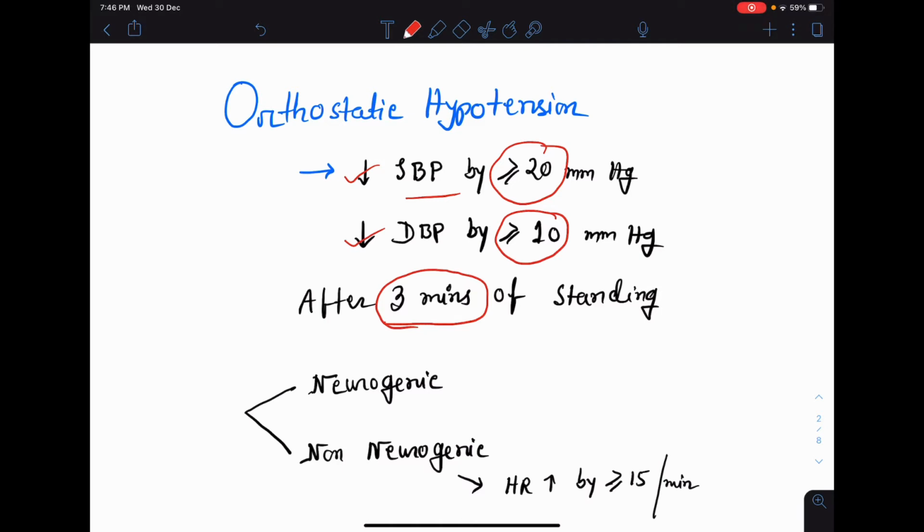So, to diagnose a case of orthostatic hypotension, initially we should measure the blood pressure in supine position. Then we should make the patient stand for 3 minutes, and then we should again take the blood pressure and see the drop in blood pressure. Systolic BP will drop by 20 or more, and diastolic BP will drop by 10 or more.